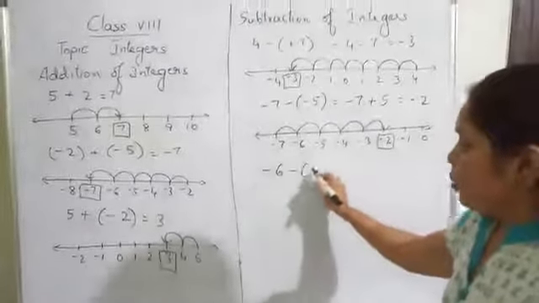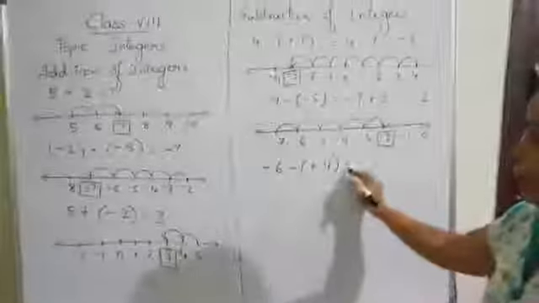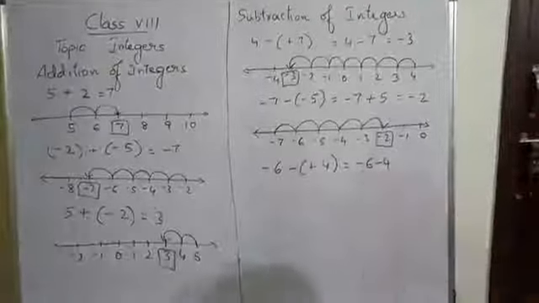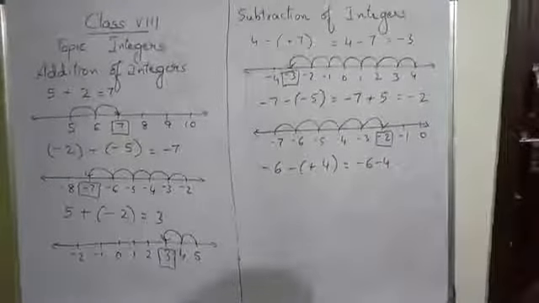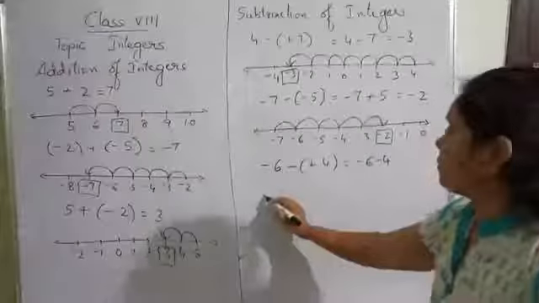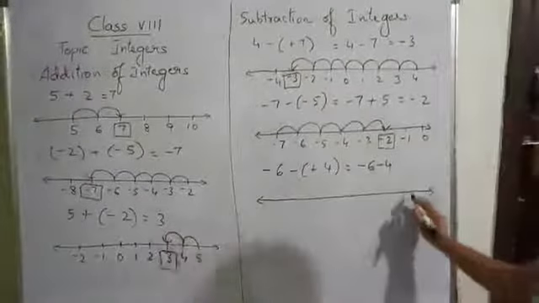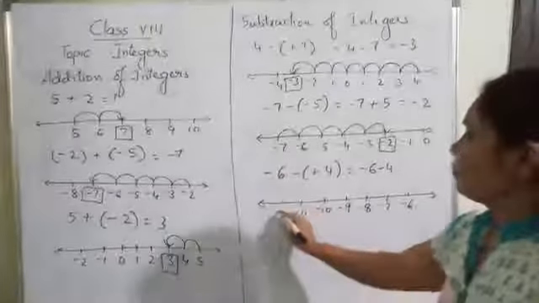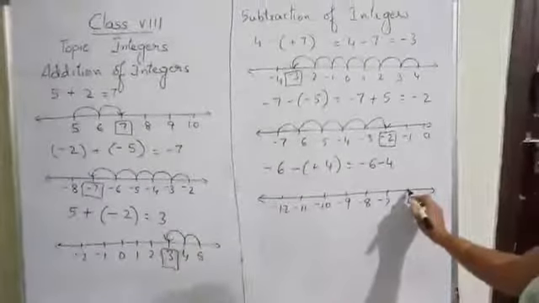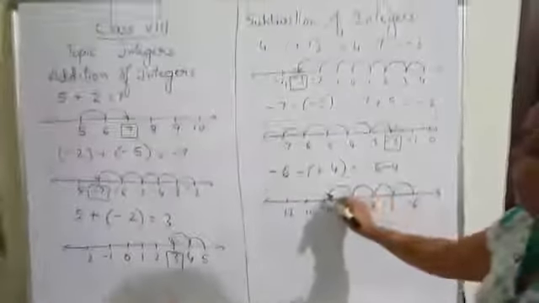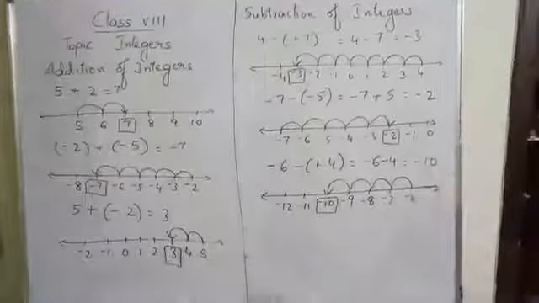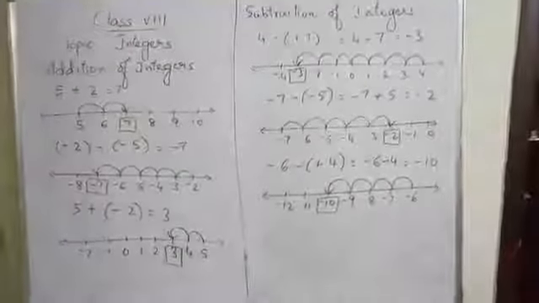Let us take another example now. Minus 6 minus of plus 4. So minus 6 plus of minus gives you minus 4. Minus 6 minus 4. So that means start from minus 6 and move towards left side 4 steps. 1, 2, 3, 4. So what is the answer? Minus 10. So this is the way of doing the subtraction of integers.